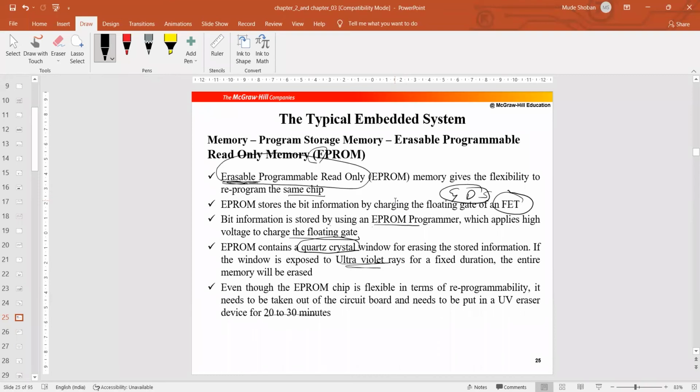And the last line is, even though the EPROM chip is flexible in terms of reprogrammability, it needs to be taken out of the circuit board and put in a UV eraser device for 20 to 30 minutes to erase the content. You might experience that when we copy a larger file, the copying itself takes some time. And when you put it in another place, if the amount of data is more, it can take time for loading also, right? 1 minute or 2 minutes, depending on the size of the memory.